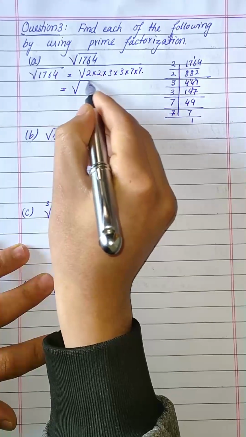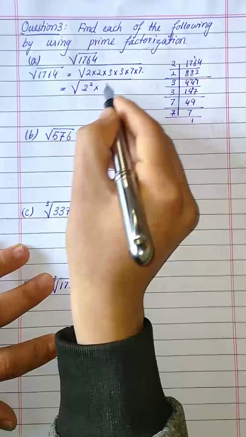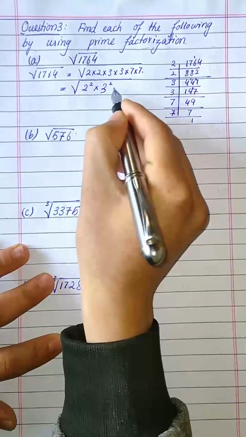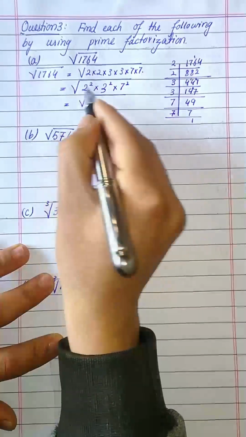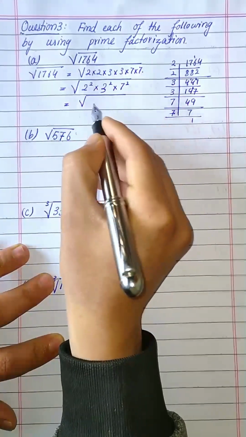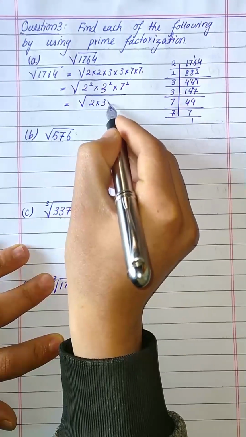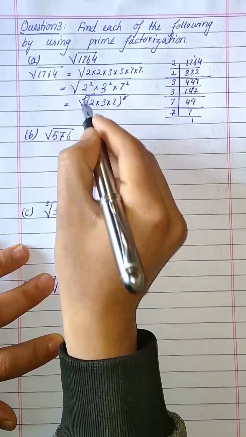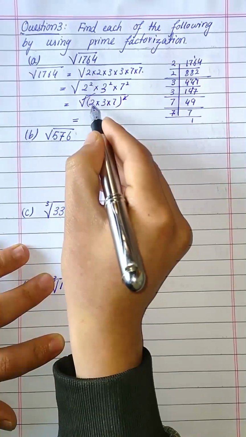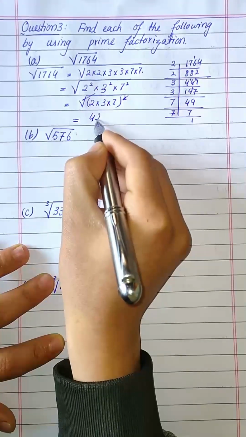can be written as the square root of 2 times 2, which is 2 to the power 2, 3 times 3 can be written as 3 to the power 2, and 7 times 7 can be written as 7 to the power 2. Since these three values have got their own square, we can write the square as a whole. So 2 times 3 times 7 whole square, and the square will be cancelled out with the square root and we will be left with 2 times 3 is 6, 6 times 7 is 42, which is our final answer.